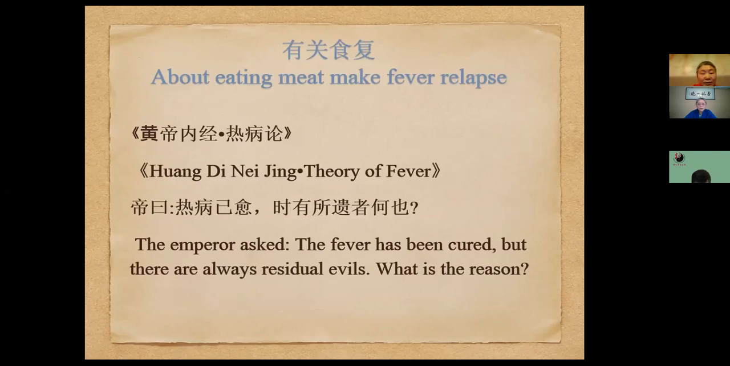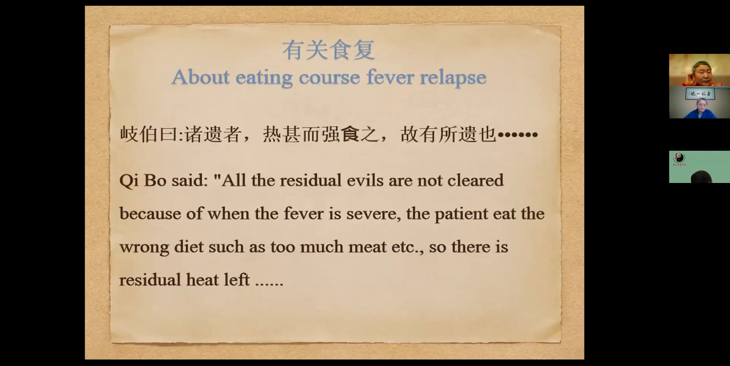And now we talk about eating. Eating meat makes fever relapse. In the Huang Di Neijing, in the theory of fever, the emperor asked, the fever has been cured but there are always residual evils. What is the reason? 就是说余病哈，就是有后遗症呢。Qi Bo answered, the residual evils are not cleared because when the fever is severe, the patient eats the wrong diet, such as too much meat. So there is residual heat left.